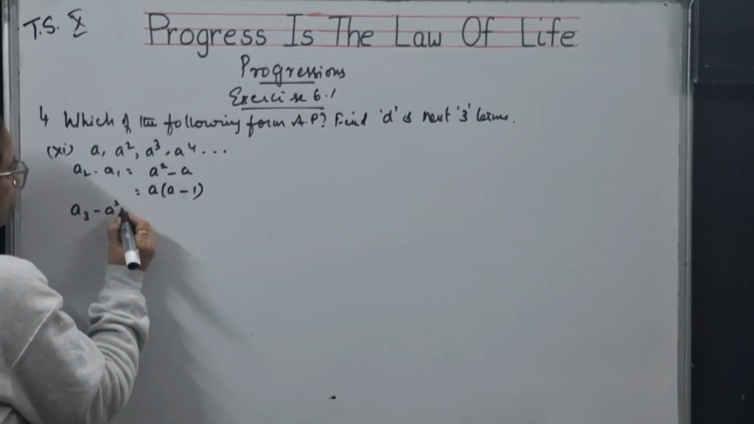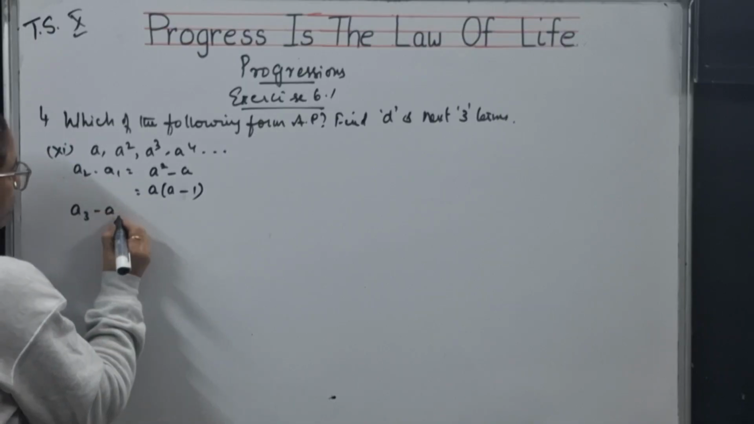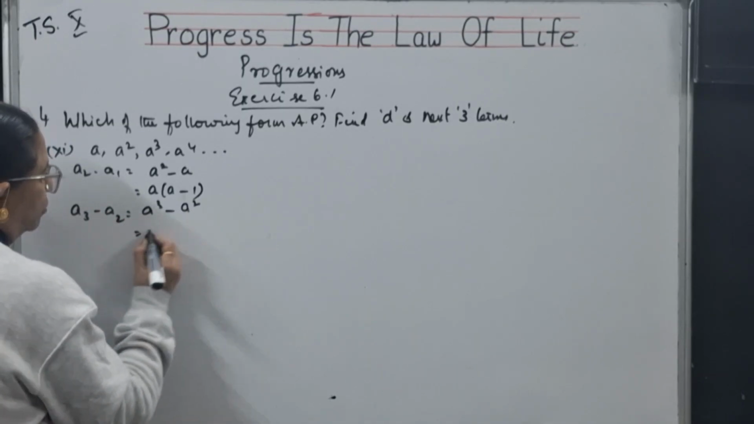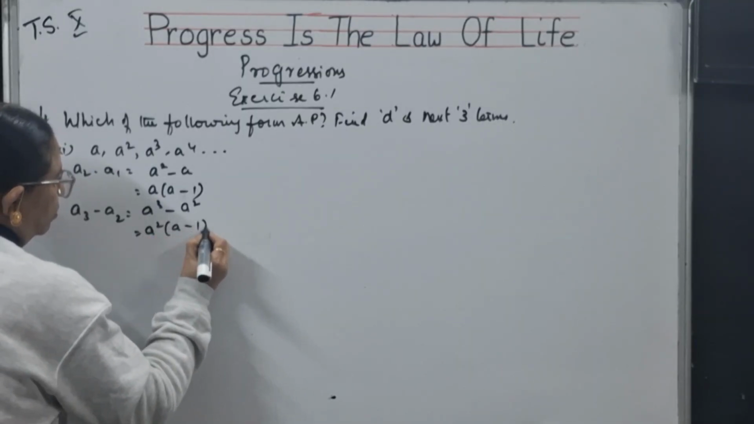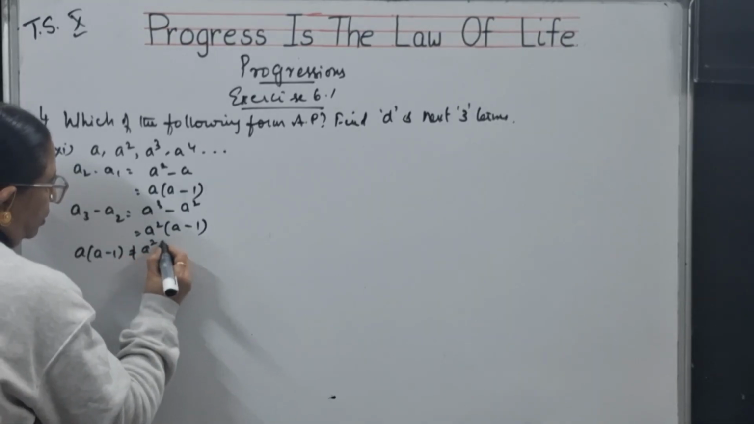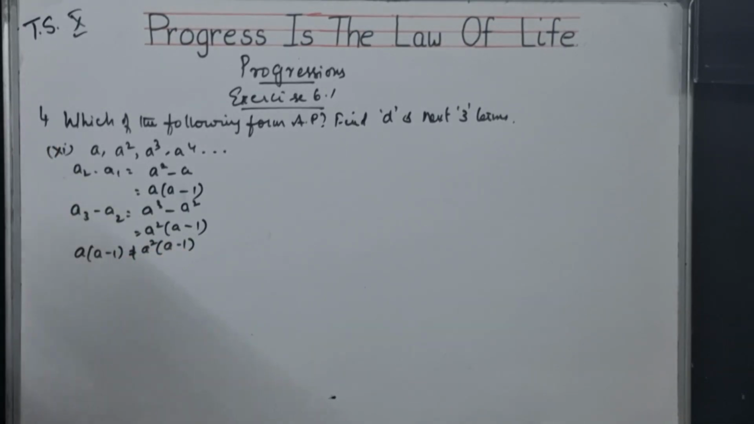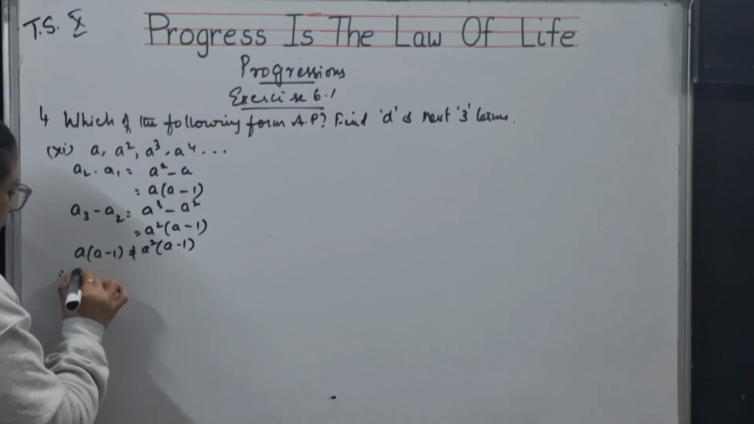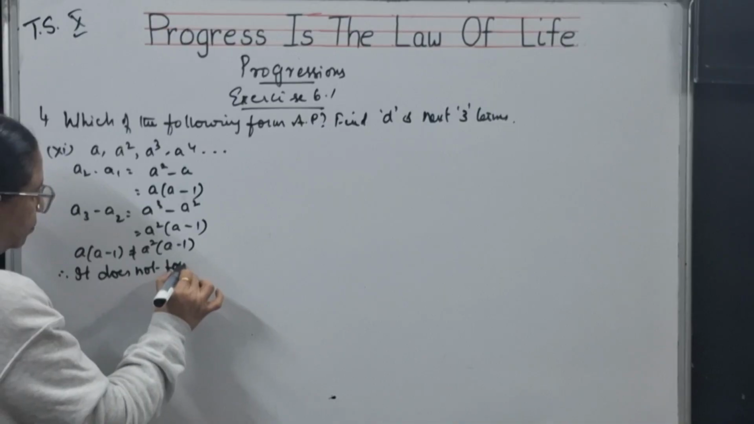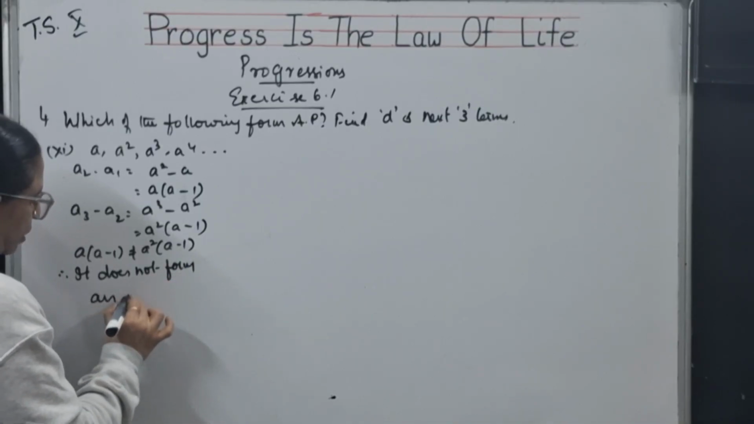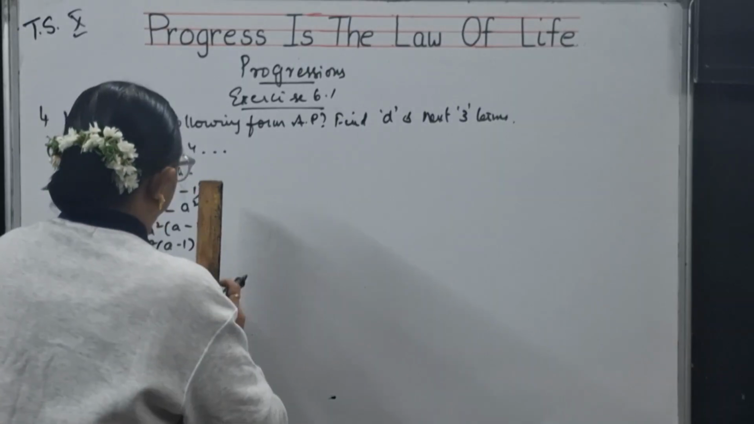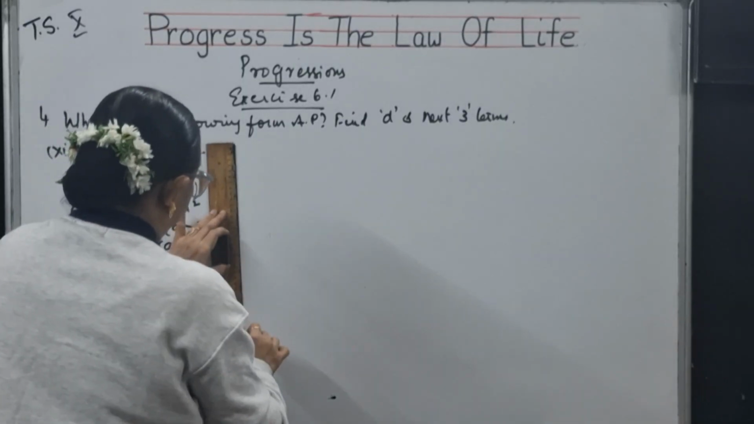a3 minus a2. a3 is a cube minus a square. So in these two, a square is common, a minus 1. So a into a minus 1 is not equal to a square into a minus 1. You cannot make them equal. Therefore, it does not form an AP. So this is 11th sum, children. It cannot form AP.